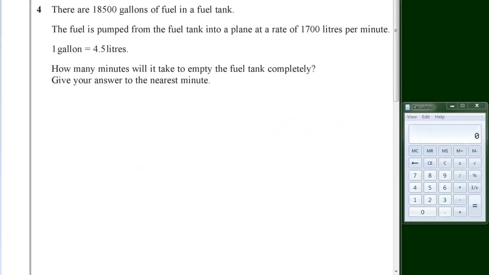Question 4. There are 18,500 gallons of fuel in a fuel tank. Fuel is pumped from the fuel tank into a plane at the rate of 1,700 litres per minute. They tell us that 1 gallon is 4.5 litres. And then the question is, how many minutes will it take to empty the fuel tank completely? And the final thing is, give your answer to the nearest minute. Okay, the first thing is, we've got this in gallons, and the rate is in litres. So we have to change it from gallons to litres. So let's do that first.